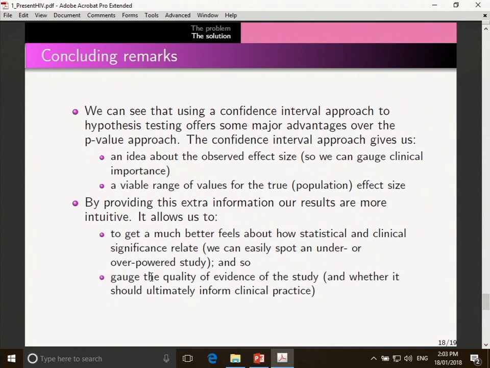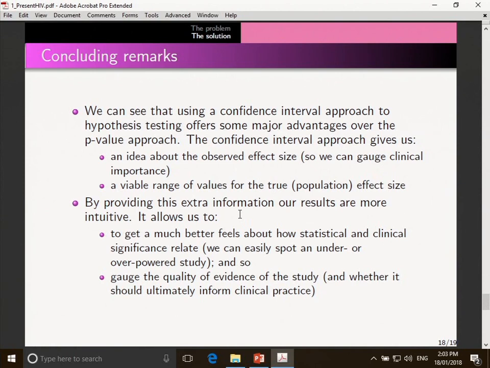Just to finish off, we can see that this confidence interval approach to hypothesis testing has some major advantages over using the p-value alone approach. Really, I've already said these. We get an idea about the observed effect size, so we can gauge clinical importance. We have a viable range of values for the true population odds ratio.